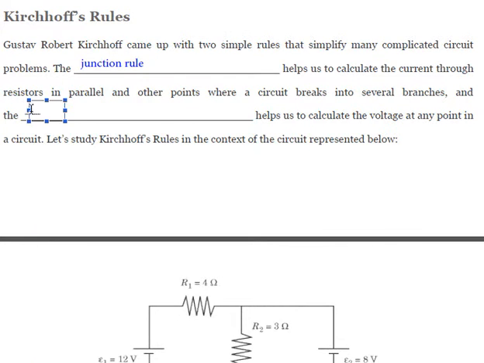The other rule that we've already seen is called the loop rule. The loop rule just tells us that the voltage anywhere around any loop has to add up to 0. So we can use that one to calculate the voltage at any point.